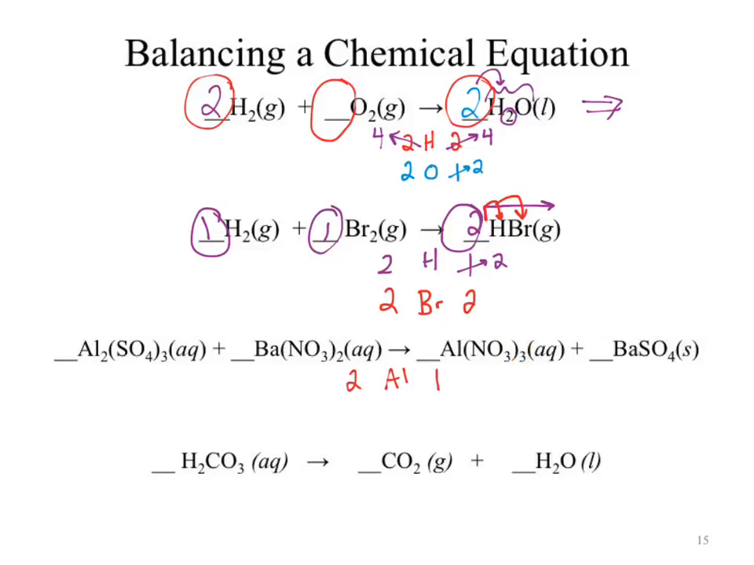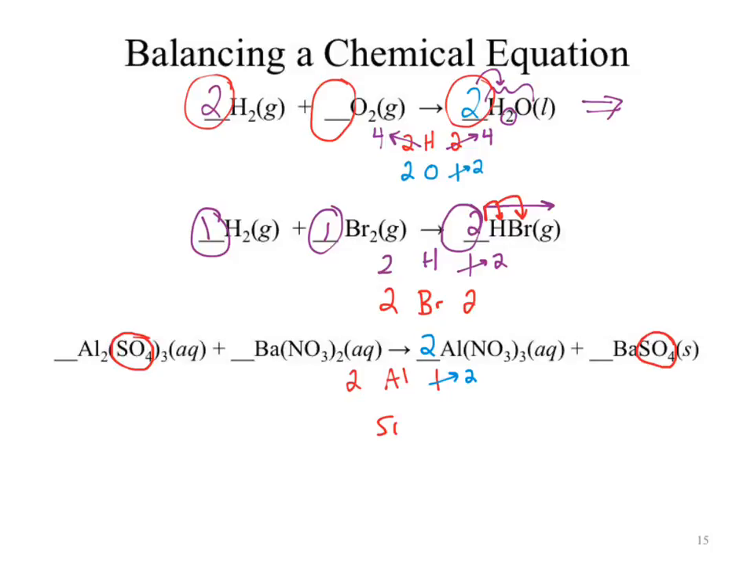Is our aluminum balanced? What do we need to do? I need to make sure that I get 2 aluminums. To do that, change the coefficient to match that. What's the next thing that I want to balance? Okay. I would balance sulfate. The reason I can balance SO4 sulfate as a unit is it shows up the same on both sides of the equation. How many sulfates on the reactant side?